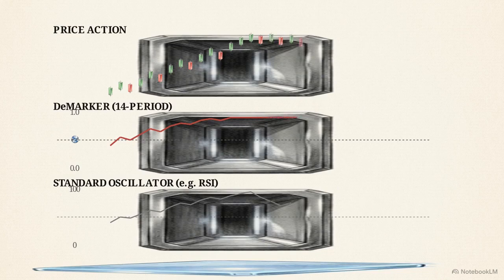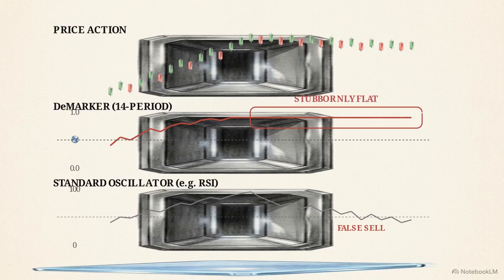Then the clean run stops and the price starts tearing back and forth in a tight sideways range. When you drop a standard closing price indicator onto this mess, it zigzags and issues false sell signals. But look at the DeMarker in the middle. It stays perfectly, stubbornly flat.